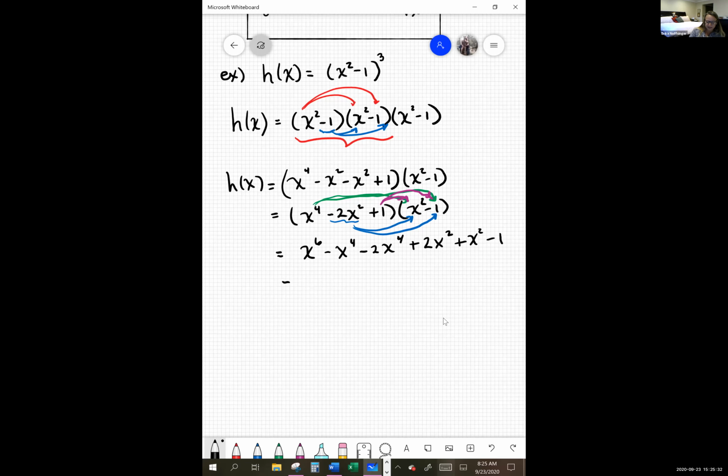So before we take the derivative, let's combine like terms. So we have a negative x to the fourth minus 2x to the fourth. So bringing that down, we have x to the sixth minus 3x to the fourth. And then we have a 2x squared plus a 1x squared. So that's going to give us plus 3x squared. And then we have our constant, bring down minus 1.